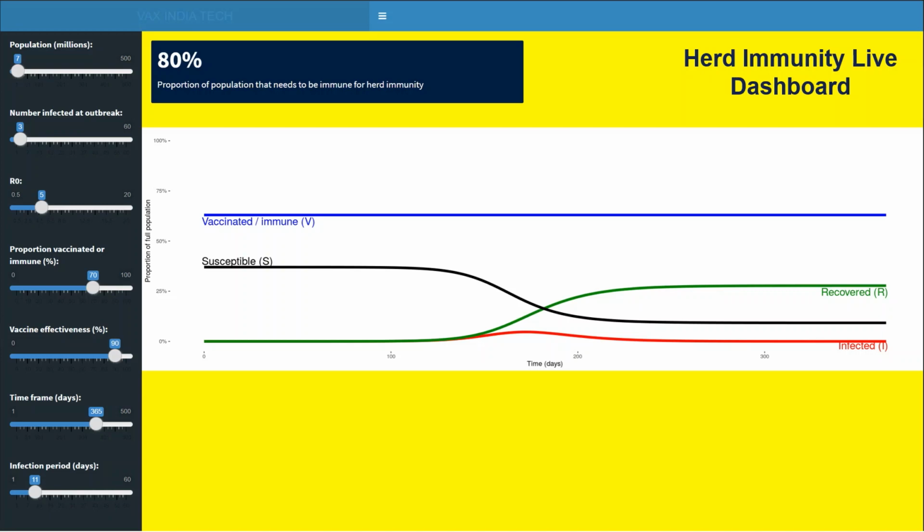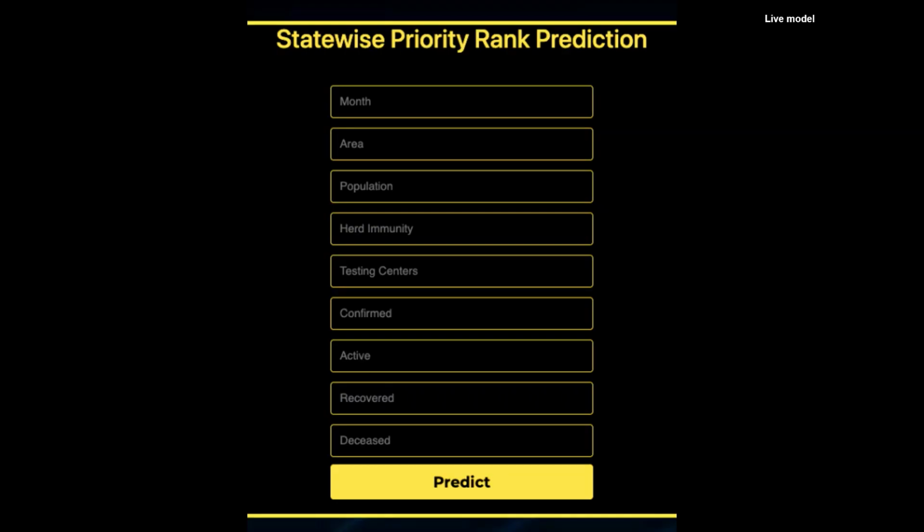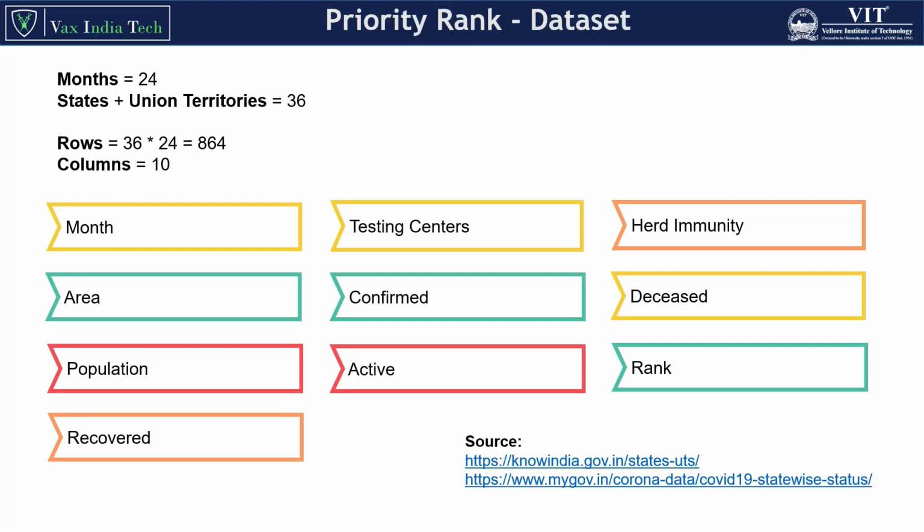The government can adjust the various input values such as population, R0, and time frame. Based on the inputs, it estimates the proportion of the population that needs to be immune in order to achieve herd immunity. We have created a machine learning model to determine the state-wise priority rank using the given inputs. We have obtained a dataset from the Know India website to predict the priority rank. The dataset has 864 rows and 10 attributes as shown here.